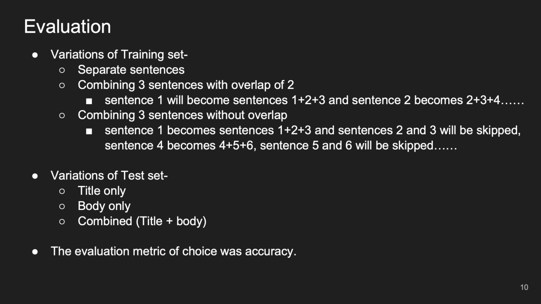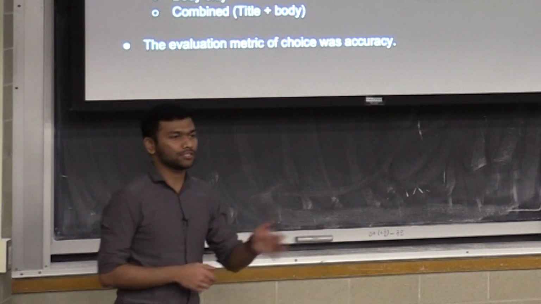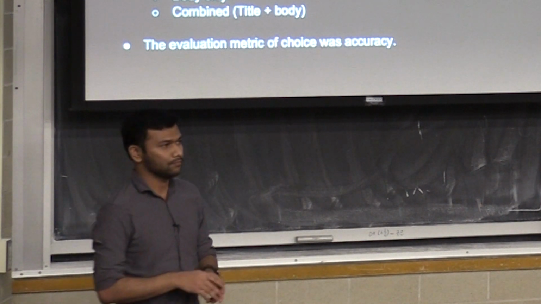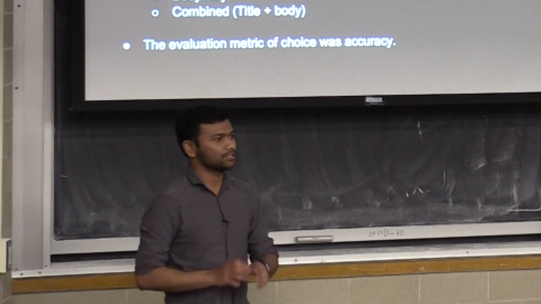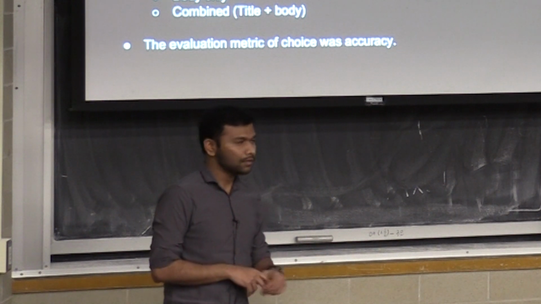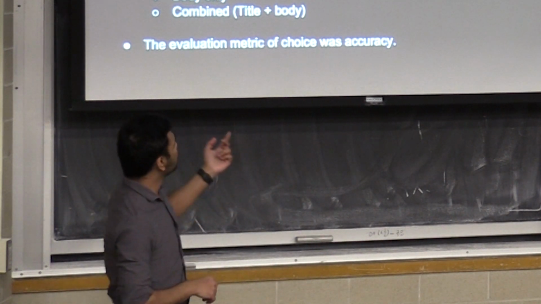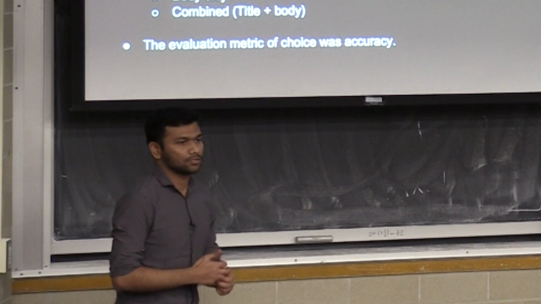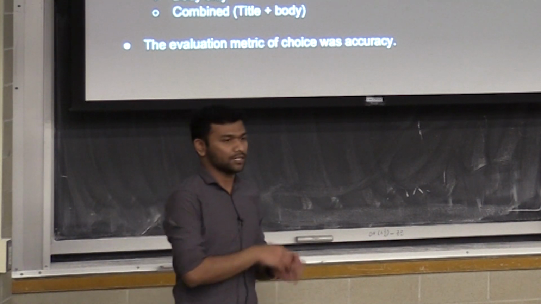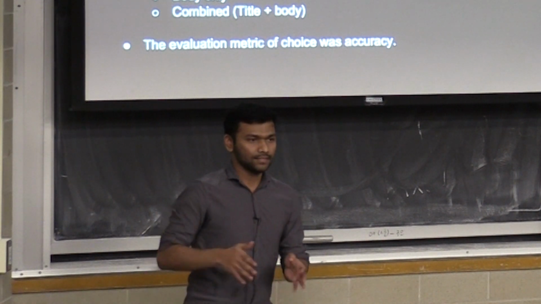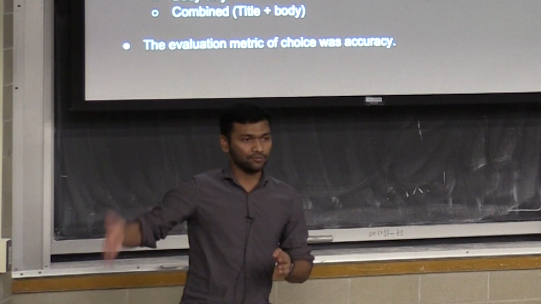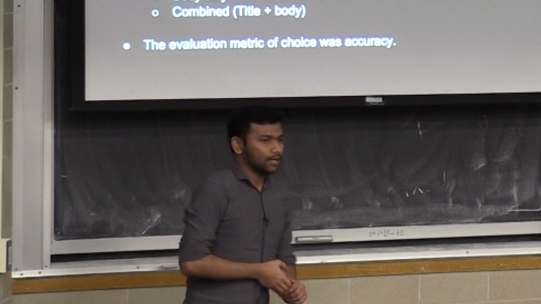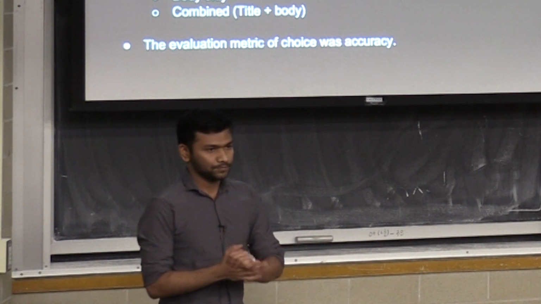We created 3 different variations of training and test data to see the effect of data on the same model. Let's start with training data. The first version is the most basic one, where each sentence in the documentation is 1 row in our training data. In the second version, we combined 3 sentences together with overlap. So sentence 1 becomes sentence 1 plus sentence 2 plus sentence 3, and sentence 2 becomes 2 plus 3 plus 4, and so on. Let's call this version overlap.